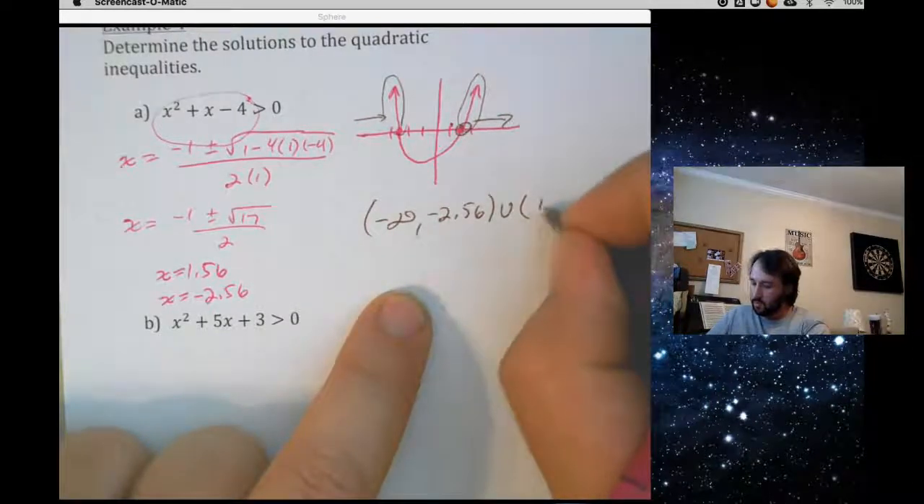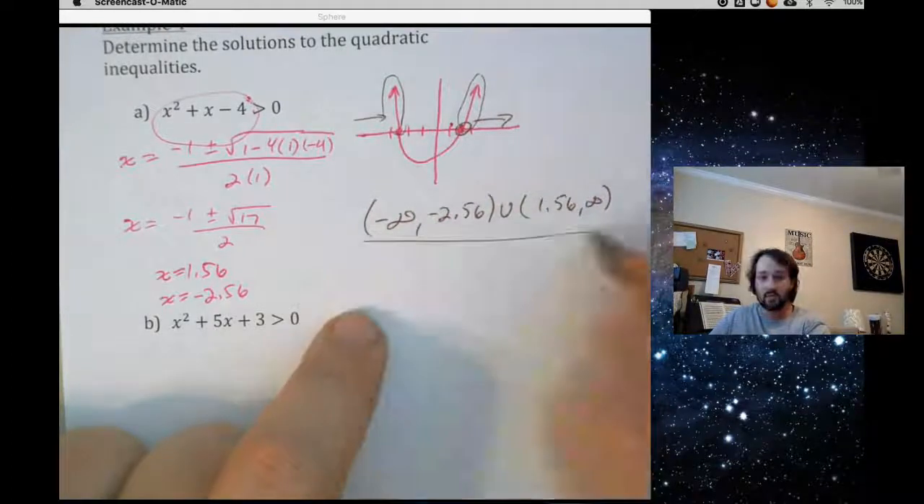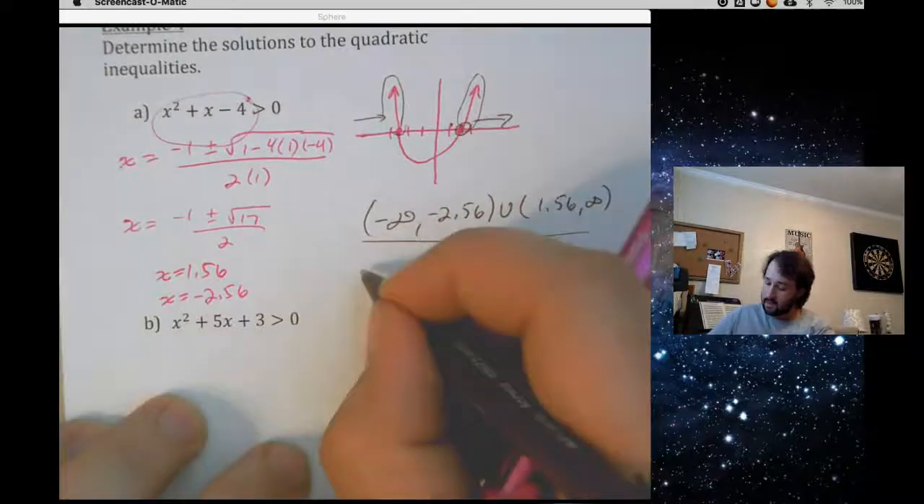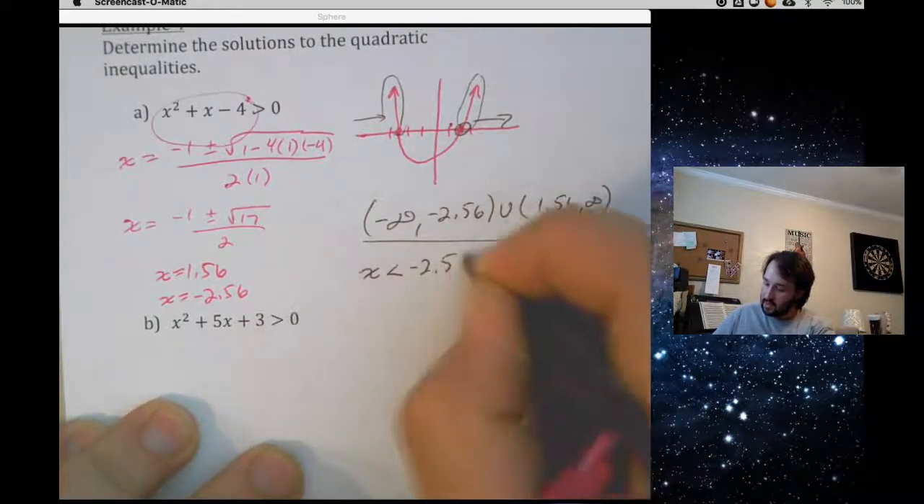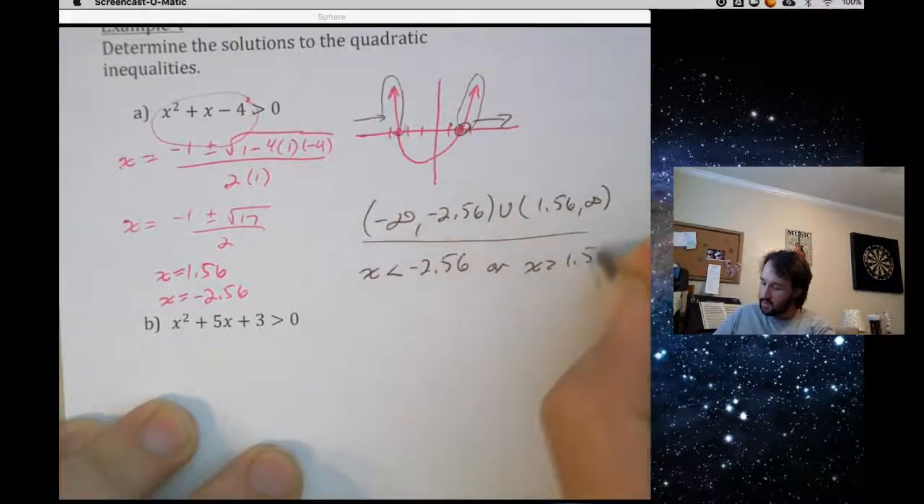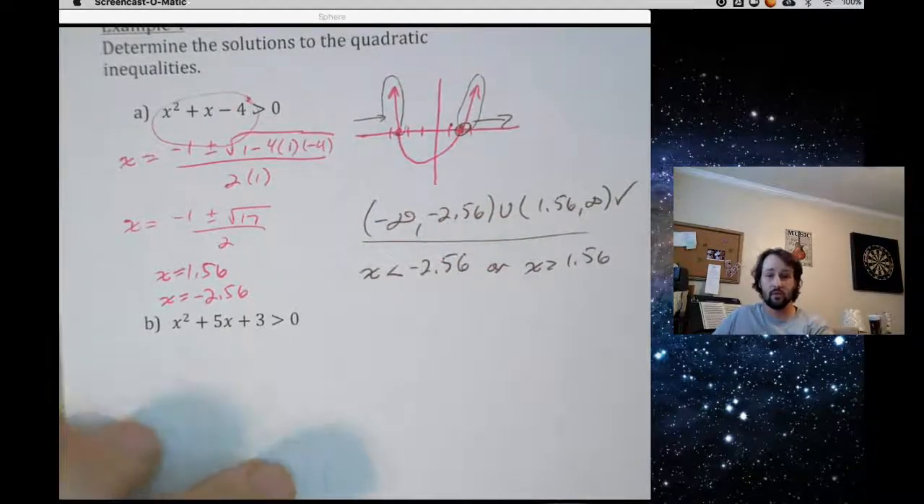So from 1.56 to infinity. Right? That would be my solution set in interval notation. They could also have x is less than negative 2.56 or x is greater than 1.56. Those are both right. I prefer to see interval notation now.